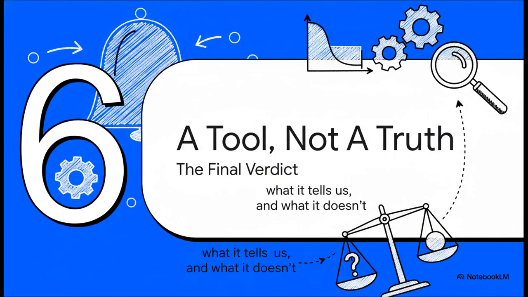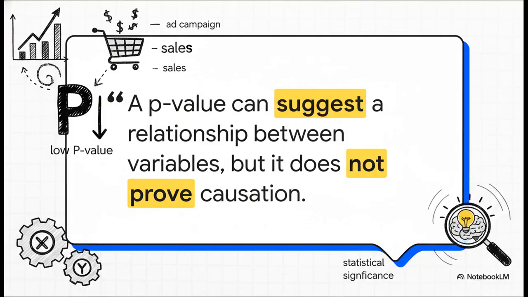But this brings us to what is probably the single most important takeaway from this entire discussion. A p-value is an incredibly useful tool, but we have to be extremely precise about what it's telling us, and more importantly, what it isn't. And this quote right here says it all. A low p-value might show a statistically significant link, a relationship between your new ad campaign and a rise in sales. It tells you that the association between the two is very unlikely to be just a random coincidence.